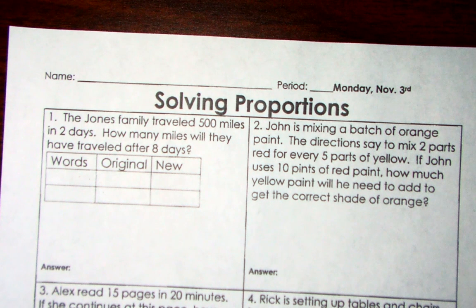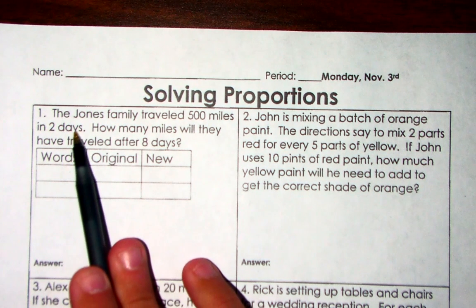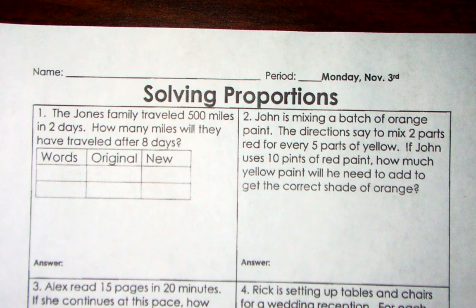How's it going? Let's start with solving some proportions. This is just some practice we're going to do. If we look at number 1, it says the Jones family traveled 500 miles in 2 days. How many miles will they have traveled after 8 days?